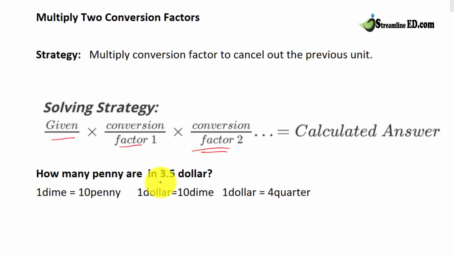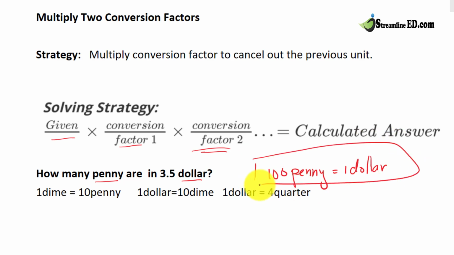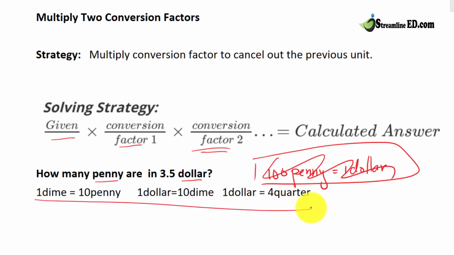How many penny are in $3.5? And notice how I put the singular form just to simplify the whole process. Let's assume that we don't know the conversion factor between penny and $1. We know that 100 penny equal $1, and that is pretty easy. That allows us to multiply by just one conversion factor. But let's assume that we don't know. We have to use what's given to us. There are three conversion factors here. Which one do we use and how many?